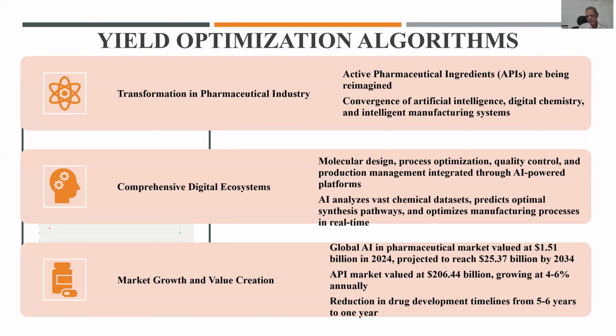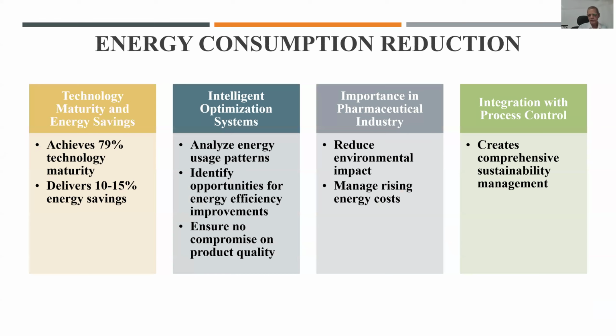Today, the market is valued maybe at about 1.5 billion, but it's likely to go to 25 billion by around 2034. So today, the API market, which is around 206 billion, is growing at 4 to 6%. And drug development, which is really taking maybe 5 to 6 years today, can really be brought down to about a year. That's what the predictions are.